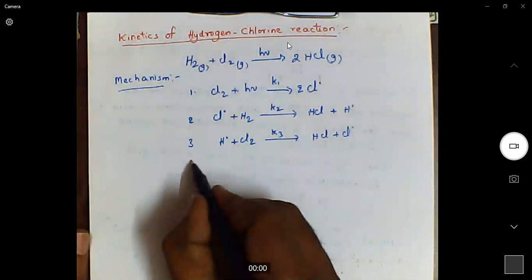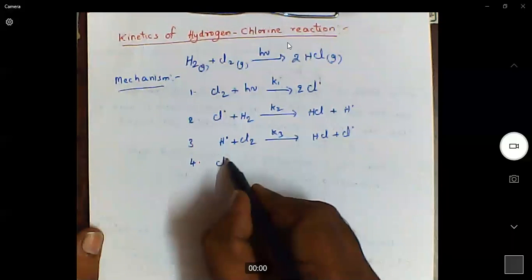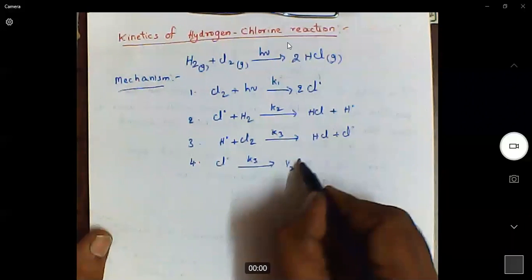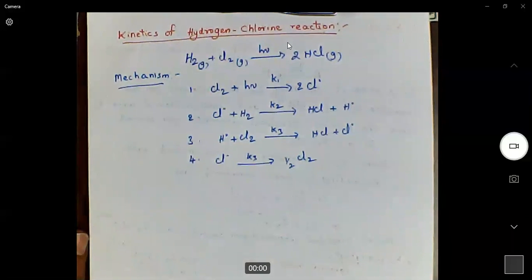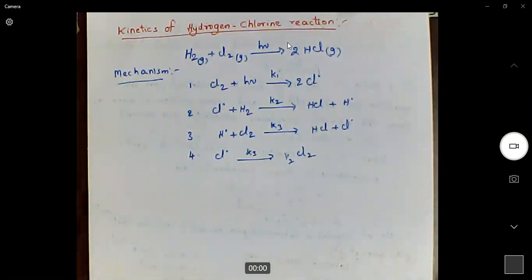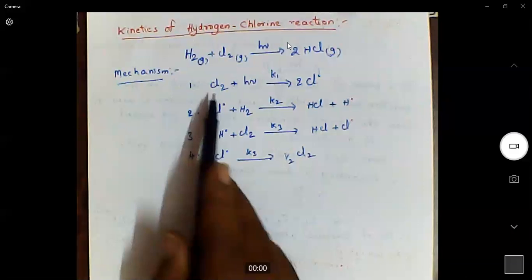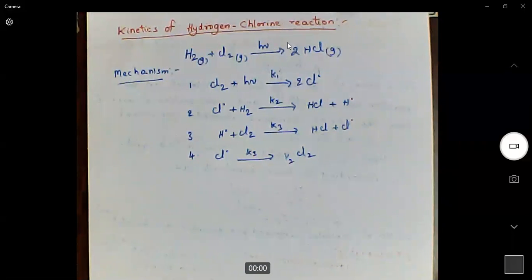And finally, this reaction may stop by combining two chlorine radicals. When two chlorine radicals combine together to give back Cl2, the reaction may terminate. The reaction may stop at this stage. So this is the mechanism for the hydrogen chlorine reaction. Now we will try to derive the rate expressions for this mechanism.